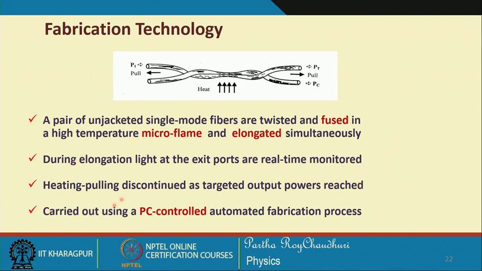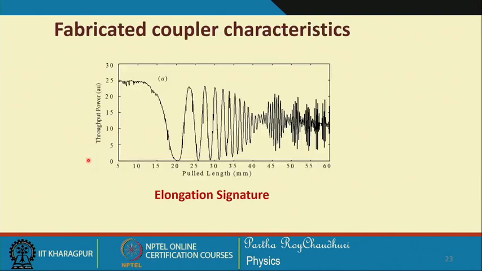The system is basically a computer controlled automatic fabrication system, through which it is fabricated to get reproducibility and to meet almost the same commercial requirements. When you fabricate with the real time monitoring system, you can see the signature, the coupling signature.